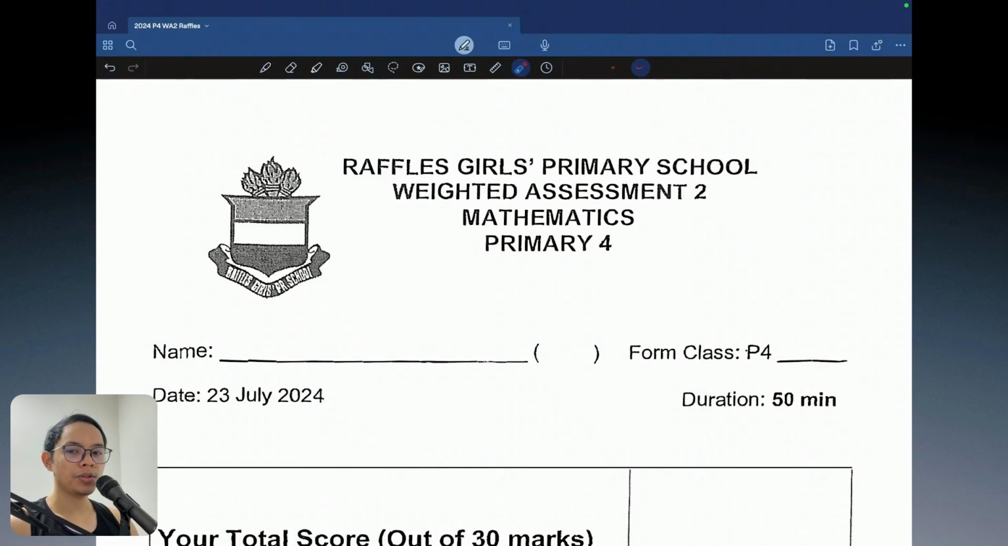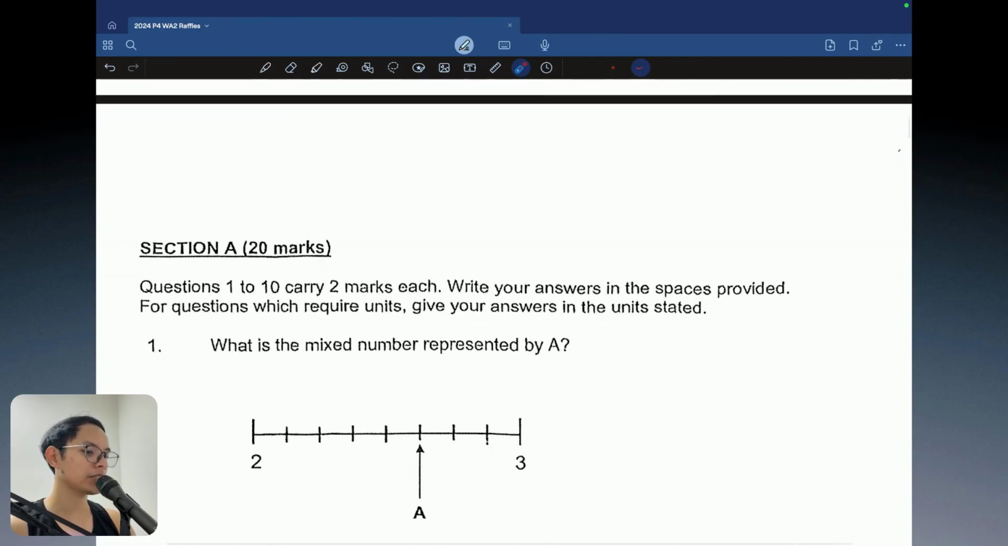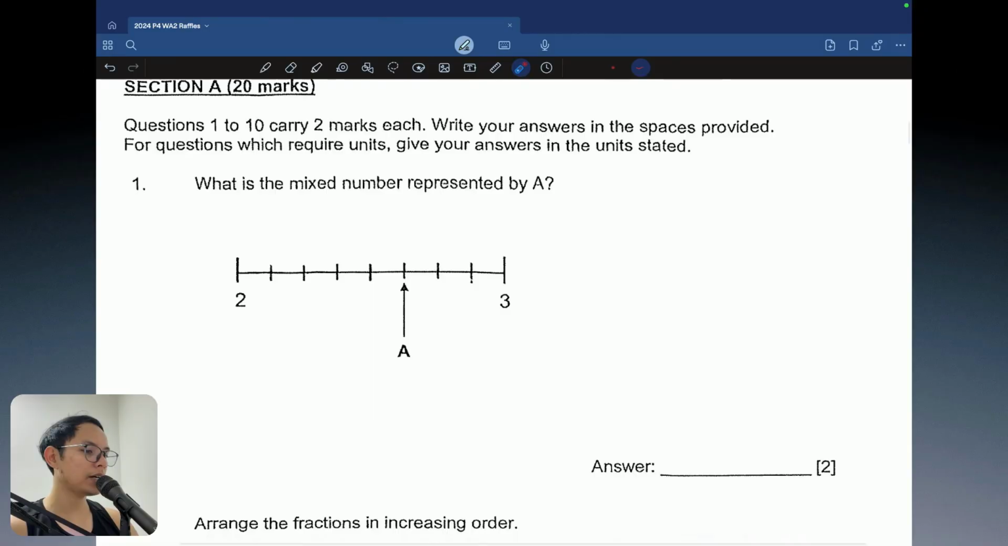Alright, in this video, we're going to go through the Raffles Girls Primary School Weighted Assessment 2, Mathematics Primary 4. Okay, so let's get started on the first question. First question is, what is the mixed number represented by A? So we have A pointing to this line over here in between 2 and 3.